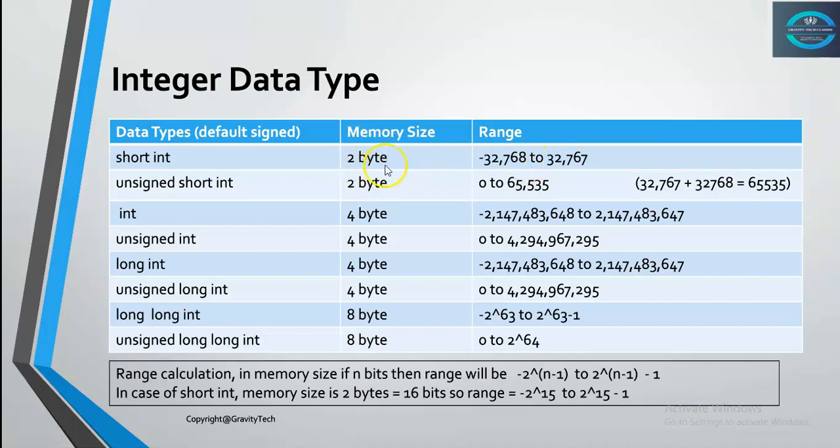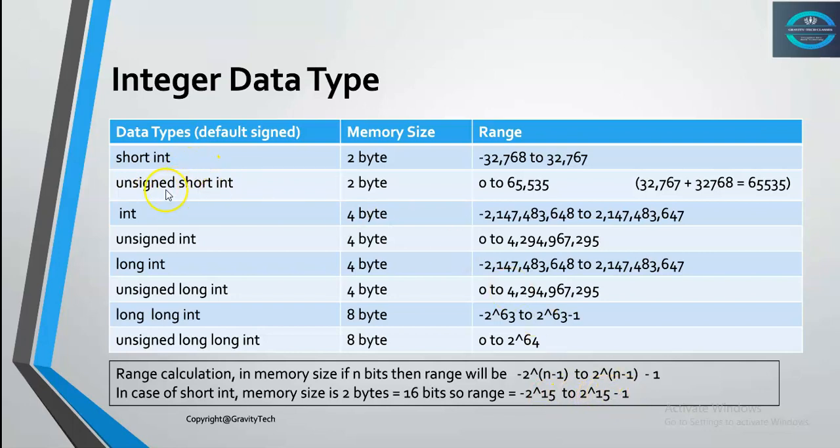Now, 2 bytes means basically 16 bits. So the range will be minus 2 raised to 15 to plus 2 raised to 15 minus 1. See, so here is the range calculation. For a memory size of n bits, the range will be minus 2 raised to n minus 1 to 2 raised to n minus 1, minus 1. So in case of short int, since the memory size is 2 bytes, that is 16 bits, the range would be minus 2 raised to 15 to 2 raised to 15 minus 1.